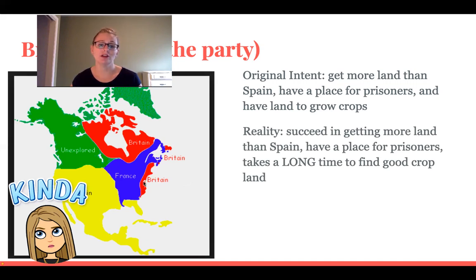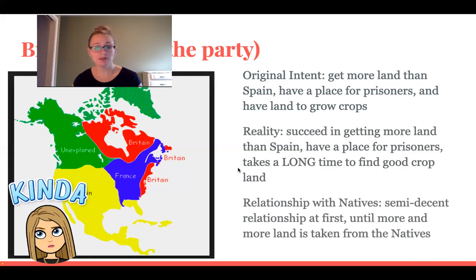Obviously, eventually, the British are going to end up having a lot more influence, hence the reason why we are speaking English today, right? They do send prisoners to the colonies. So the colony of Georgia, for example, was in the beginning a place where they sent a whole bunch of prisoners. But it does take them a very long time to find land that's good to farm on and be very successful with.